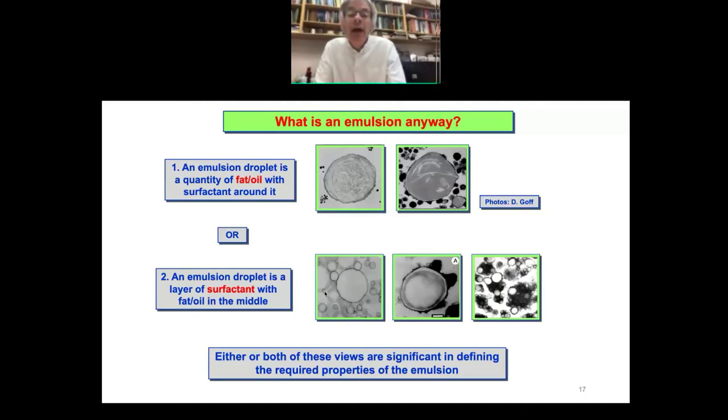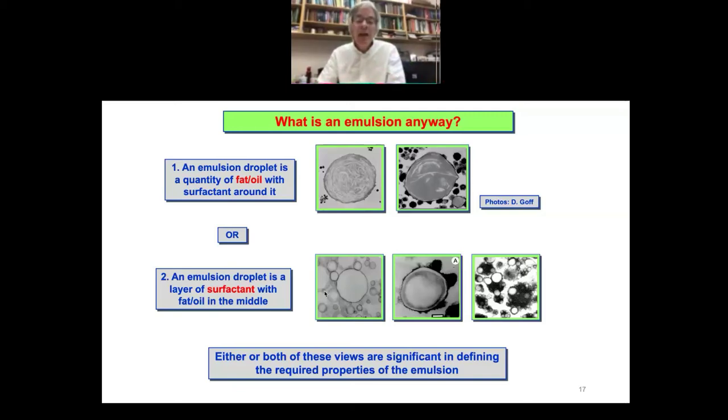So in this slide, I asked the question, how do you view an emulsion? And as I've described it so far in point number one, an emulsion droplet is a quantity typically of oil with a surfactant around it. And there you can see oil droplets in the two micrographic images on the top. They're partially crystalline droplets, so the white streaks inside are crystals of the fat as a result of cooling of the oil to below its crystallization temperature. I'll come back to the importance of that later.